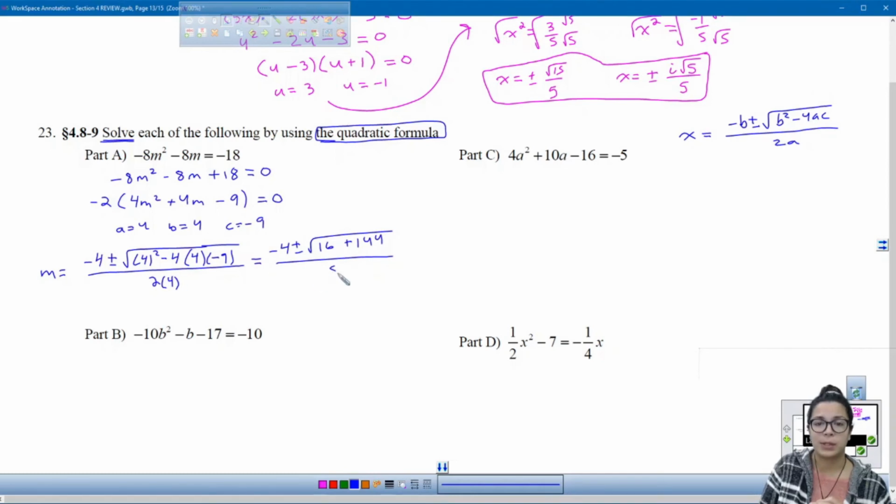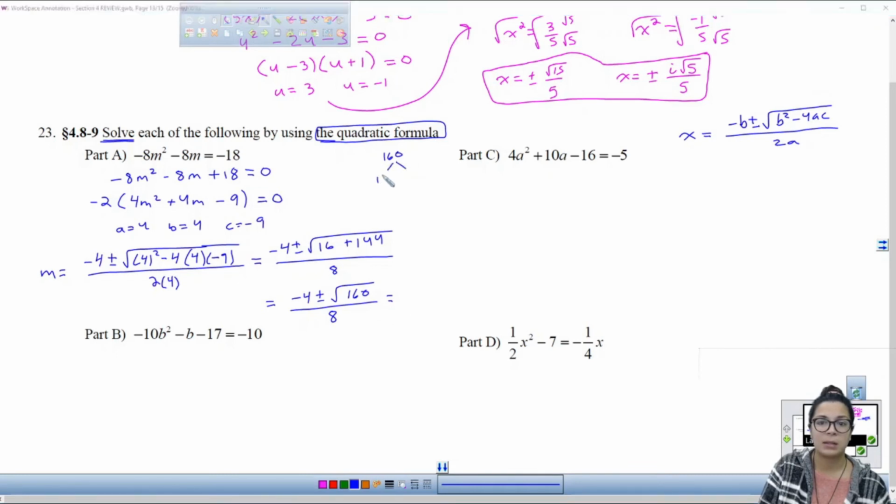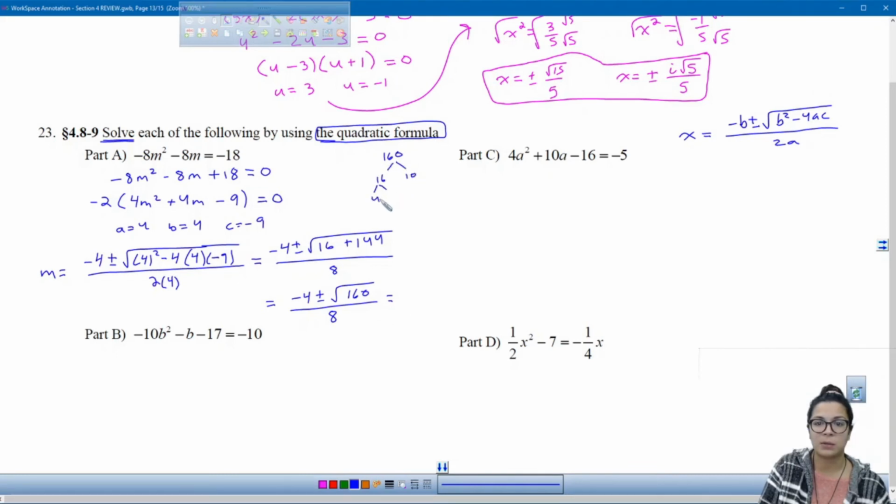And then 2 times 4 is 8. Okay. Now 16 plus 144 is 160, so we have negative 4 plus or minus the square root of 160 all over 8. The square root of 160 simplifies, because 160 is 16 times 10, and 16 is 4 times 4, right? So the 4 comes out.